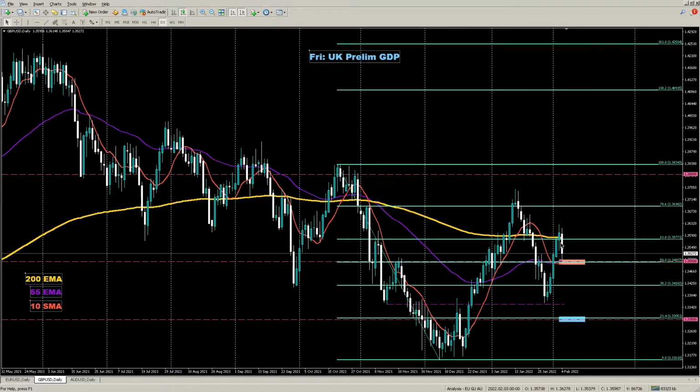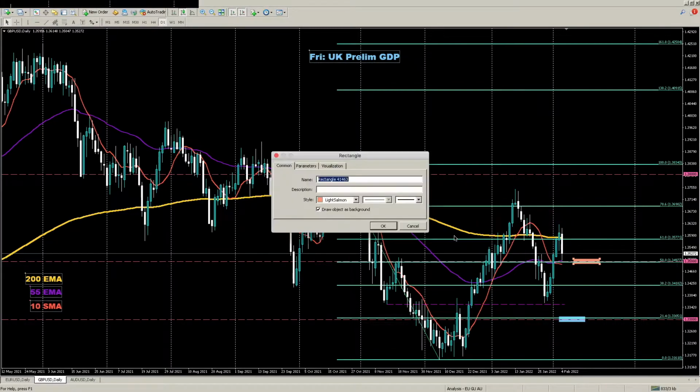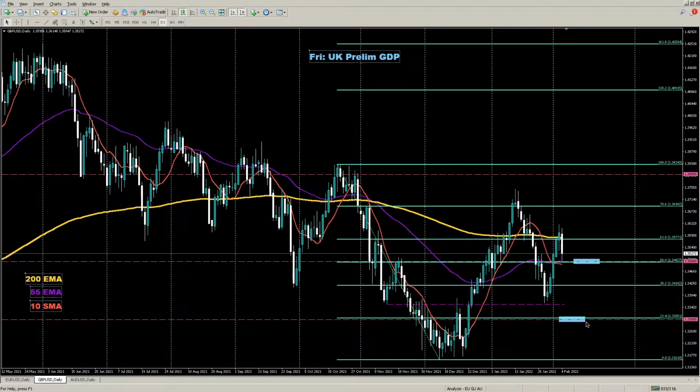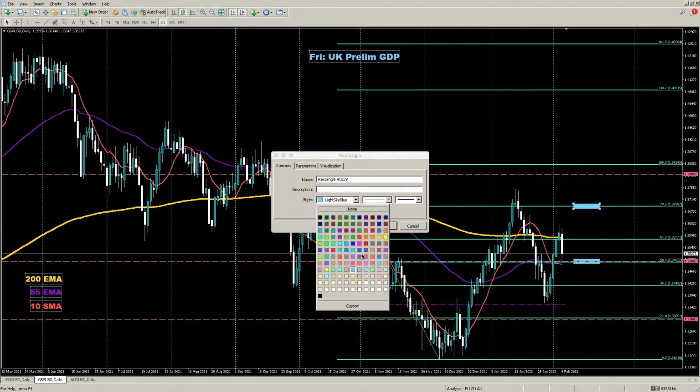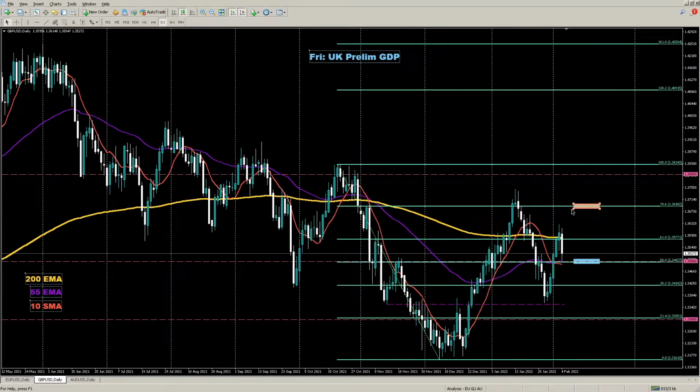But then it fell back on Friday with the US non-farm payroll figures, and fell back into what was supposed to be the resistance zone, which is now going to be support. The support zone is safe. And up here is going to be the near-term resistance at the 78.6 Fib retracement of this swing move down.